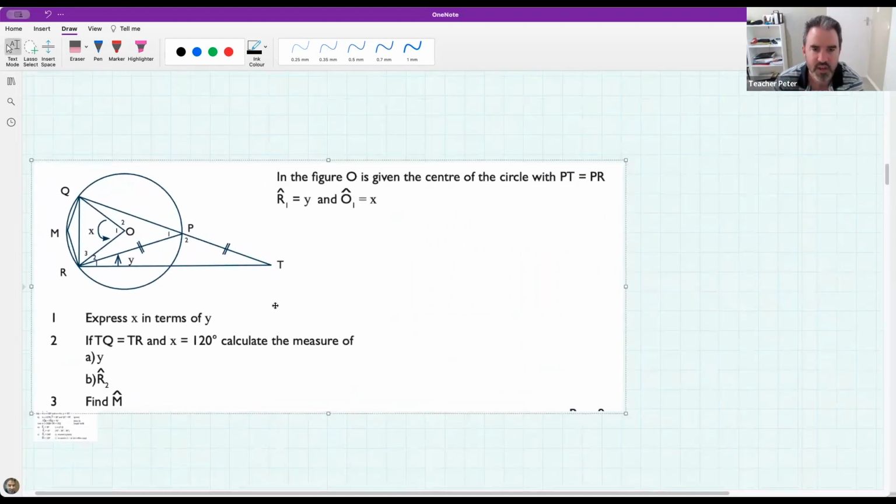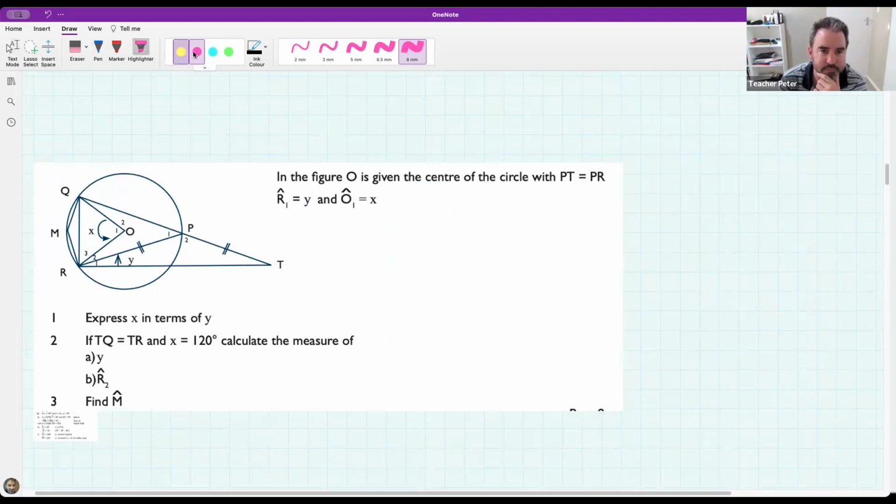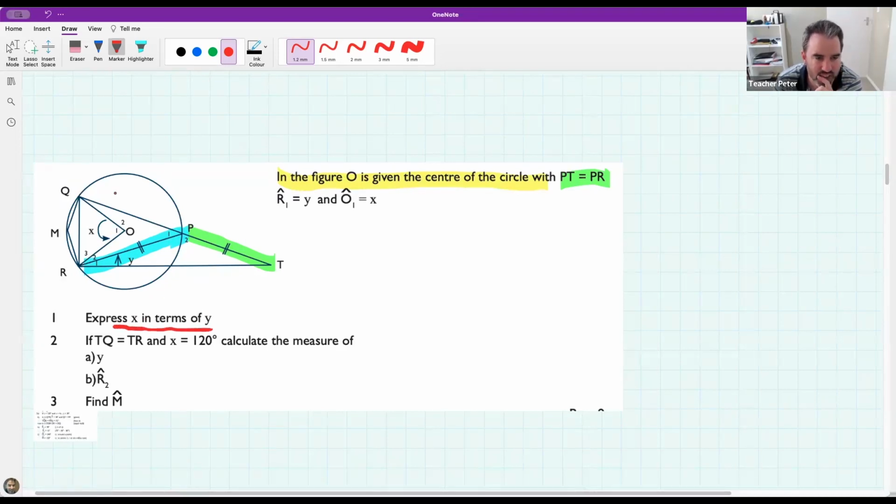So we're practicing, and it says here in the figure, O is the center of the circle with PT equal to PR. So those two are equal, the green ones. Then it says express X in terms of Y. Now, where is X? X is up here. Now, that's interesting.